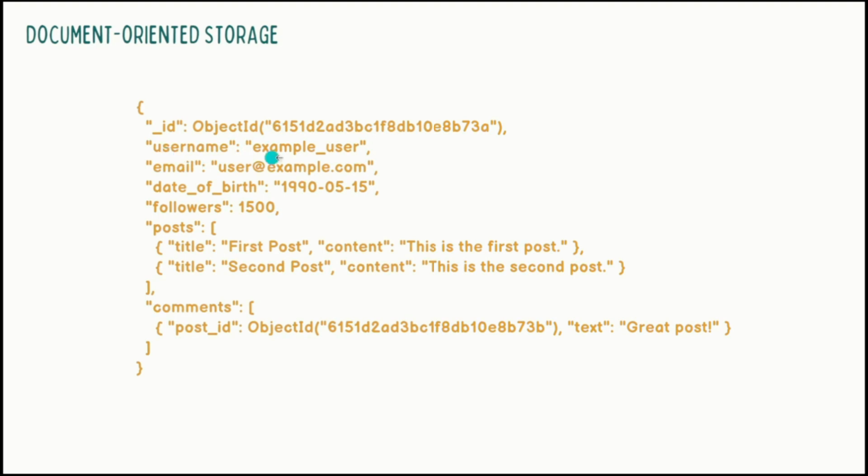Similarly, username is the key, then some value, email is the key, again some value, and like that. So I hope you are familiar with JSON format. You can watch my previous videos on that, right? So this is actually what I mean by document oriented storage.